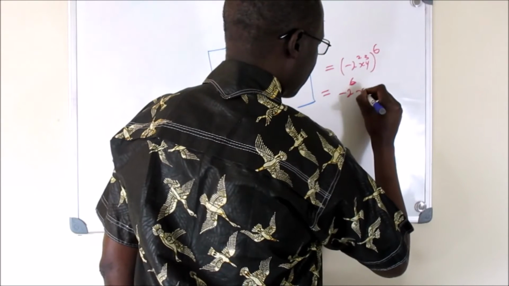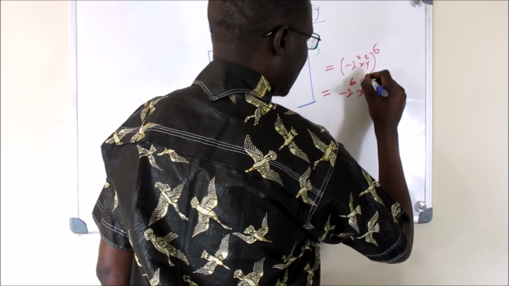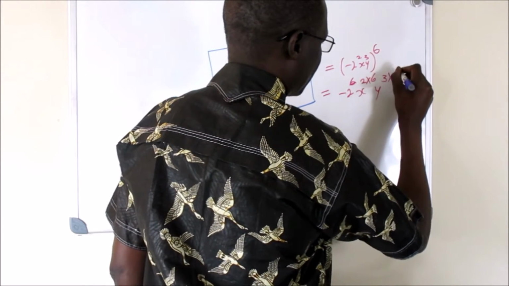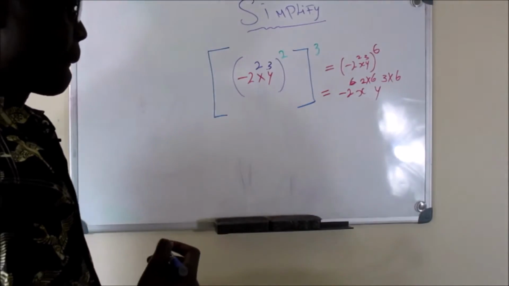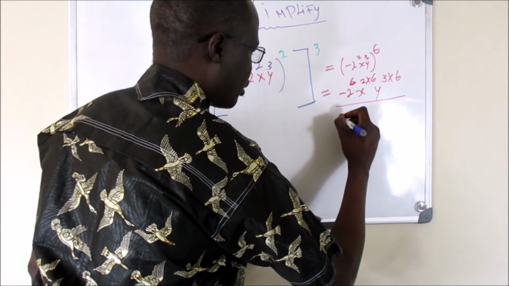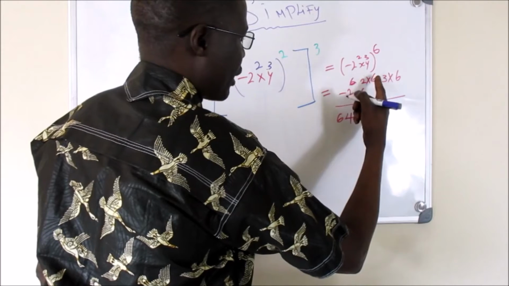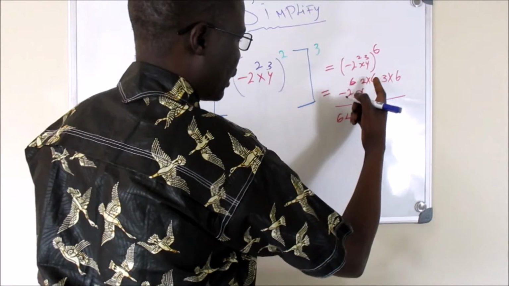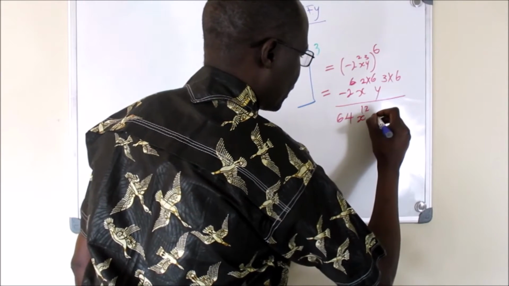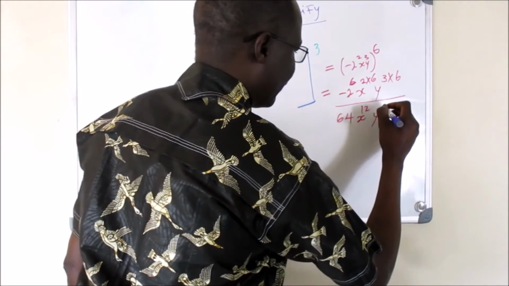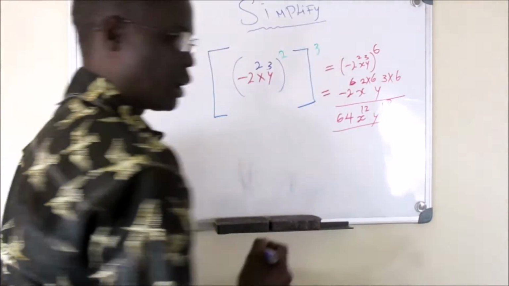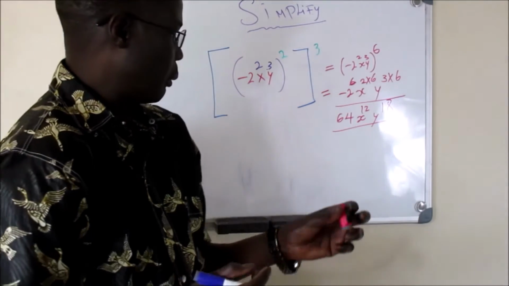And then X, so it's 2 times 6, Y, 3 times 6. So it should be 64, and then you have 2 times 6, 12. So X should be 12, and then Y, it should be 3 times 6 is 18. And that's how you solve this type of problem.